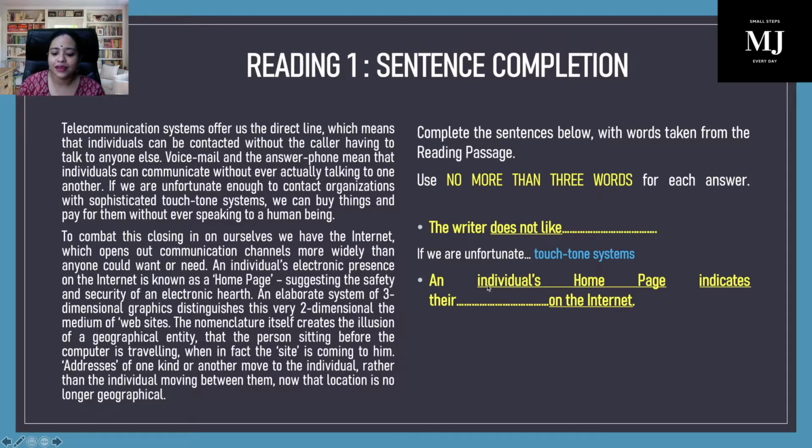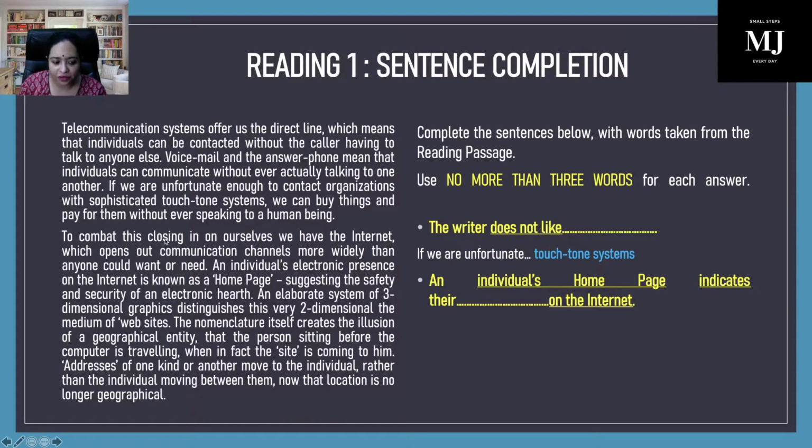Second question. An individual's homepage indicates their dash on the internet. Okay, so our keywords could be individual's homepage for sure. Indicates, because this homepage is showing something, it is indicating something. Okay, where? On the internet. So those are the keywords. Fair enough. Let's come down to paragraph 2. Why are we not starting from paragraph 1 again? Because we remember answers come in order for this kind of question. So let's come to paragraph 2.